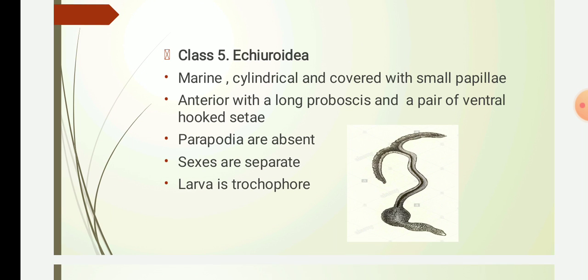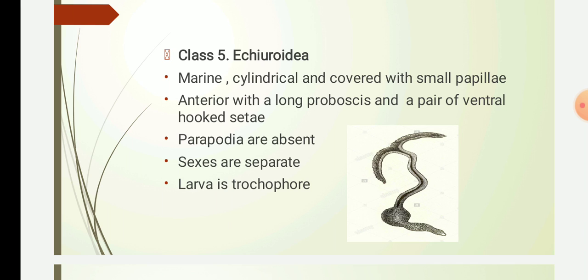Echiuroidea. This class Echiuroidea are marine, found in mud and sand or in between the rocks in shallow water. The body is more or less cylindrical, and it is covered with numerous small papillae arranged in a ring form. Body shows traces of segmentation in the adult, and in the larval stage it is absent.